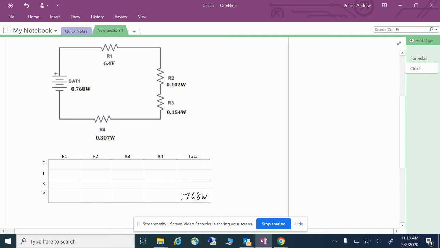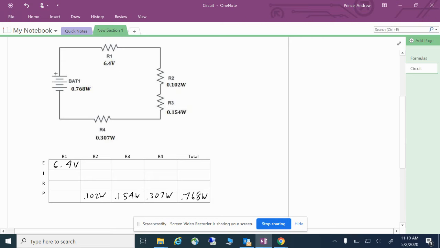So we've got resistor 1, we have a voltage instead, 6.4. Resistor 2, we have a wattage, 0.102. Resistor 3, 0.154. And resistor 4, 0.307.